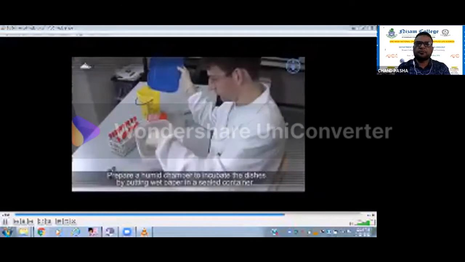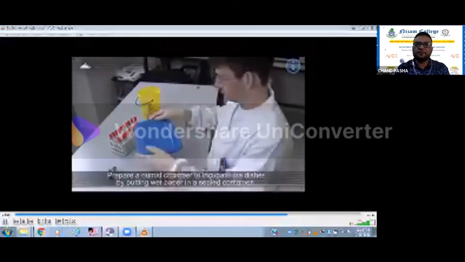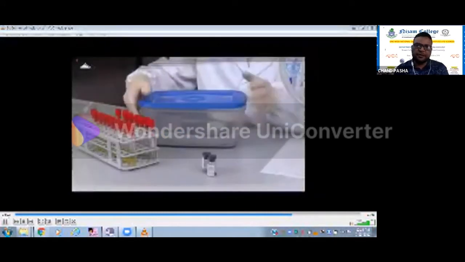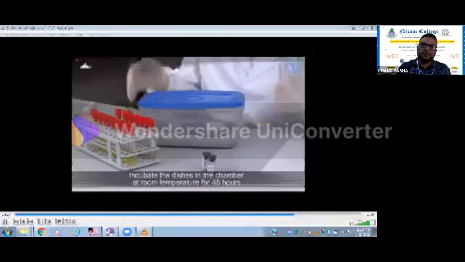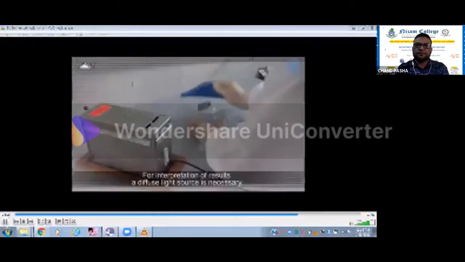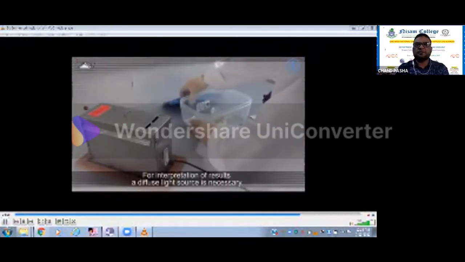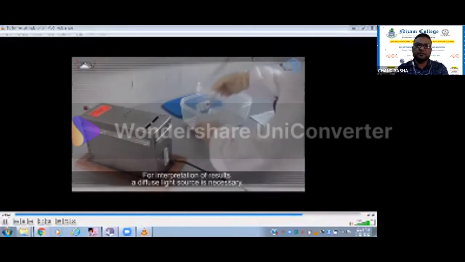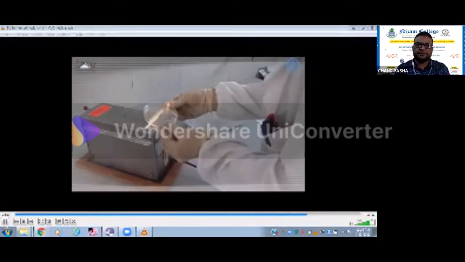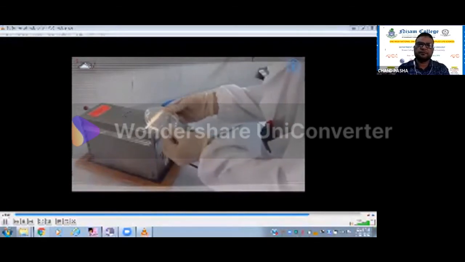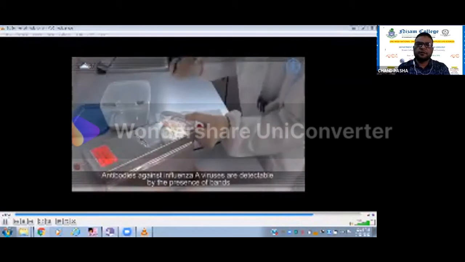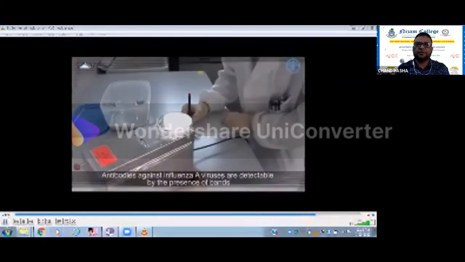And now prepare a humid chamber. Otherwise, in normal incubators, you can keep water in Petri plates and incubate your sample. Then after overnight incubation, you observe on the illuminating chamber and make a record of your observations.